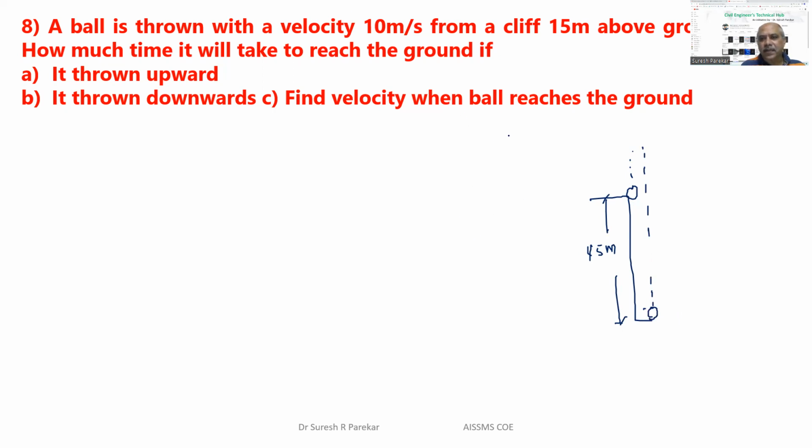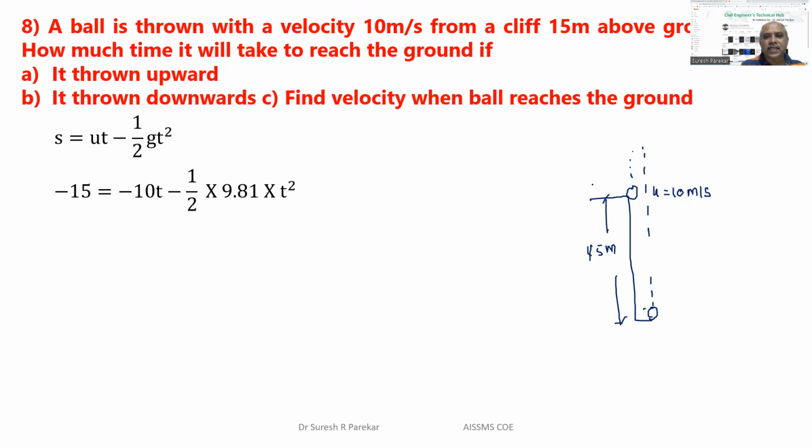The velocity is 10 meter per second. So we have initial velocity 10 meter per second, positive because it is upward. So we will use simply this. Now this is my initial position and this is my final position. The value of s is the distance between initial and final. Final is below, so minus 15 meters. And we have substituted this.